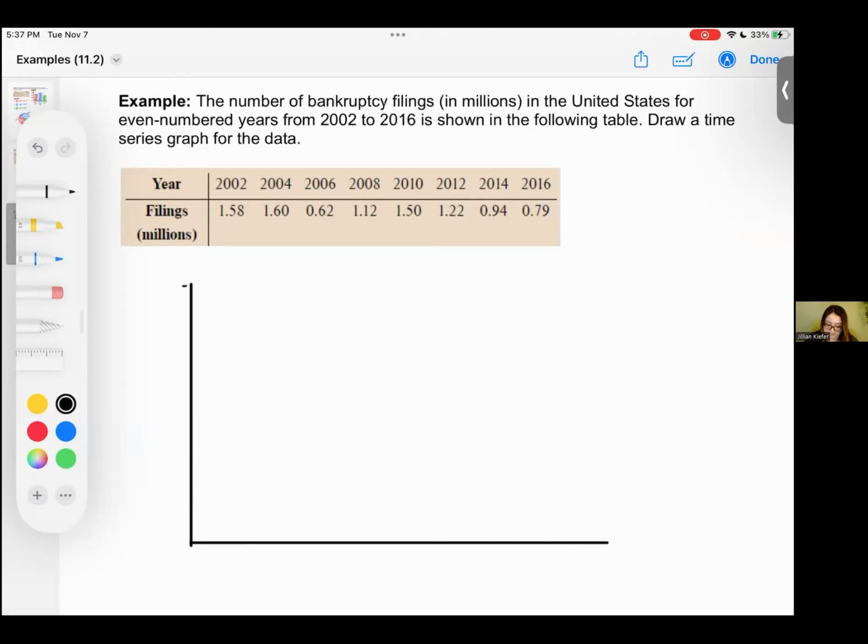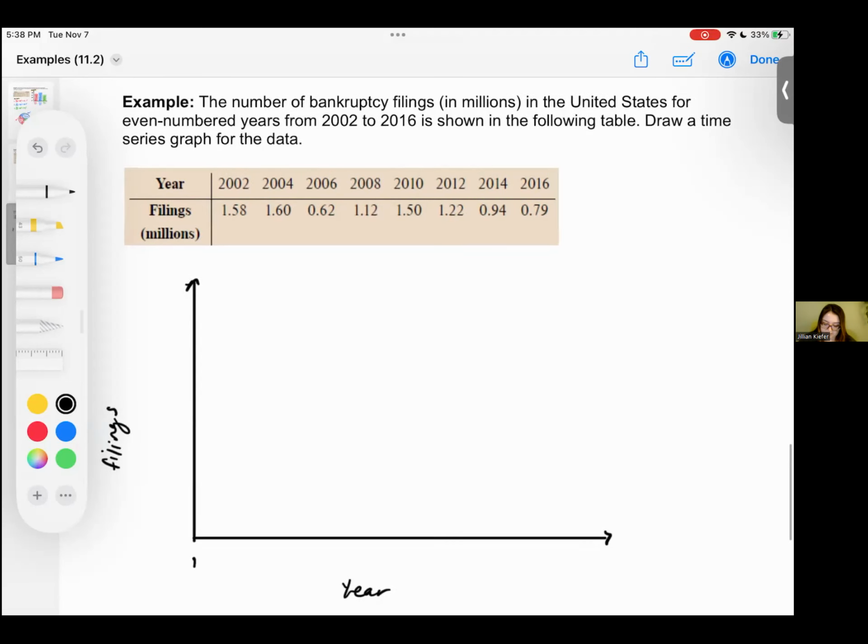So we have our time series graph. We've got time on the x-axis and the filings on the y-axis. So these are the filings, and this is our year. We want to make sure that we're going between the years of 2002 and 2016. If we want to make sure that all of our information is in there and accurate and nice looking, maybe we start this at 2000 and end it at 2018.